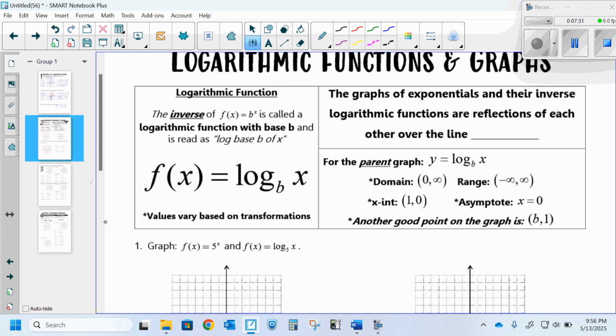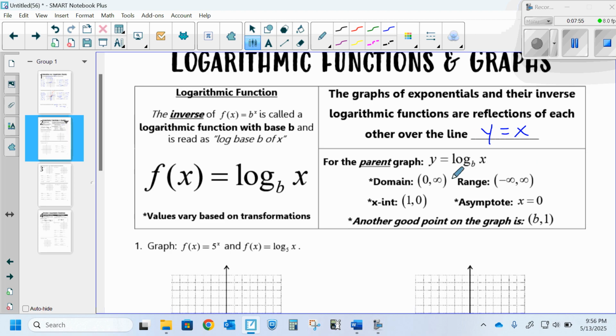All of this is sort of summarized here, but the inverse of f of x equals b to the x is called a logarithmic function with base b. It's read log base b of x. Log base b of x. The graph of exponentials and their inverse logarithmic functions are a reflection over the line y equals x.